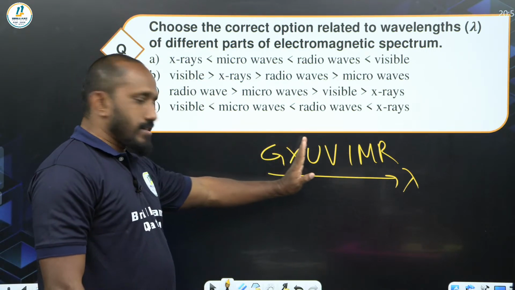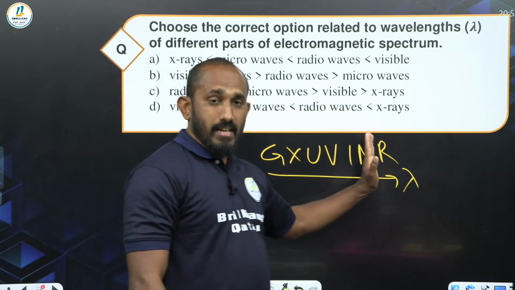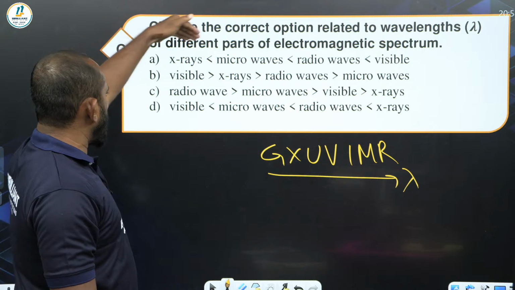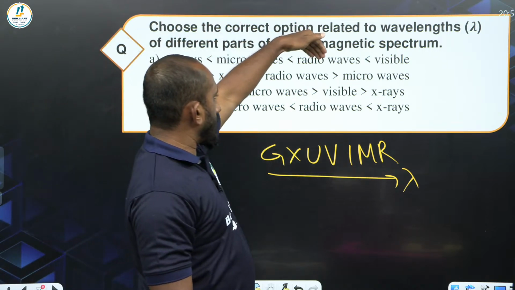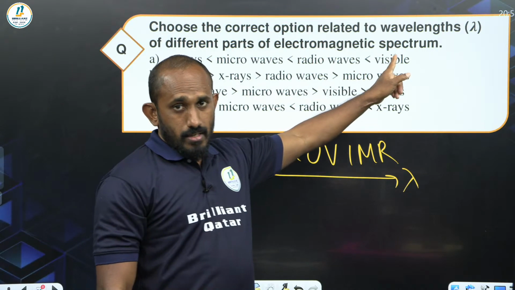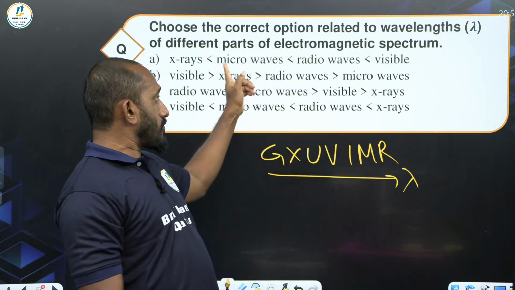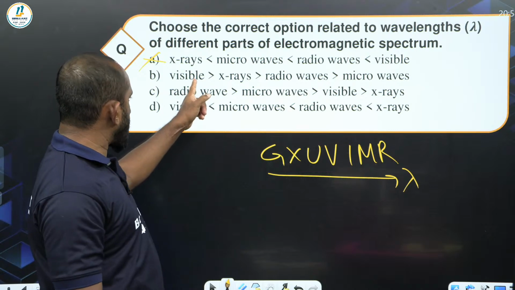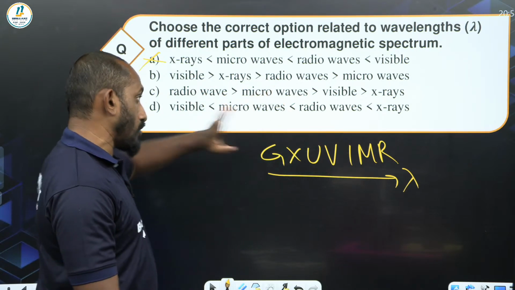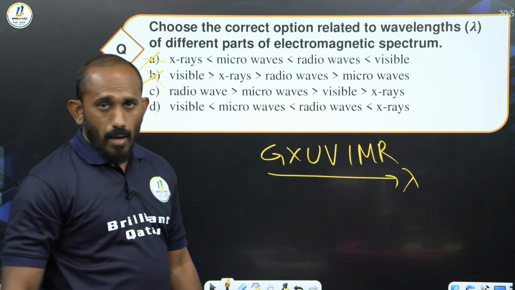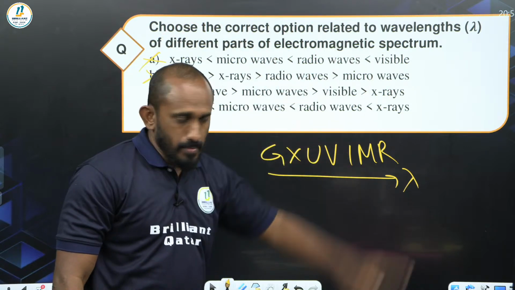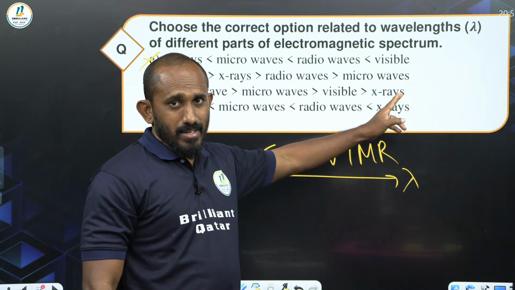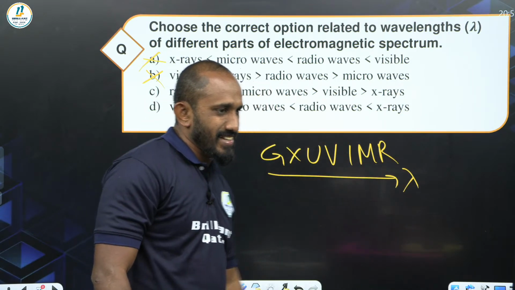So wavelength of the gamma side is least and the radio wave side is greatest. First option, check. X-rays lesser than microwave, of course. Microwave lesser than radio waves, okay, but visible is less than radio wave and microwave, so it's wrong. A is wrong. Second, visible is greater than X-rays, of course. X-ray is greater than radio waves? No, never. Lambda of radio is the greatest. Radio wave greater than microwave, greater than visible, greater than X-rays can be. Yeah, C is the correct answer.